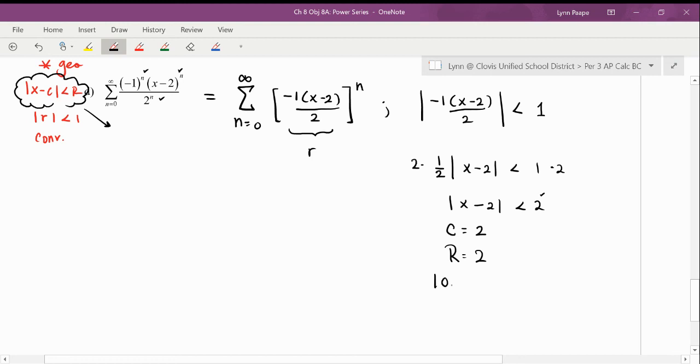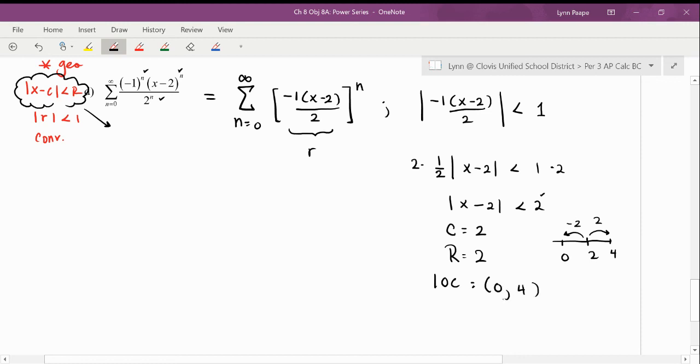And then now let's find my interval of convergence. So my center is at 2. And then my radius has to be within 2 units away from that. So within 2 units of the radius, so 2 plus 2 is 4. And then I can go back 2 as well. 2 minus 2 is 0. So my interval of convergence would be 0 to 4.